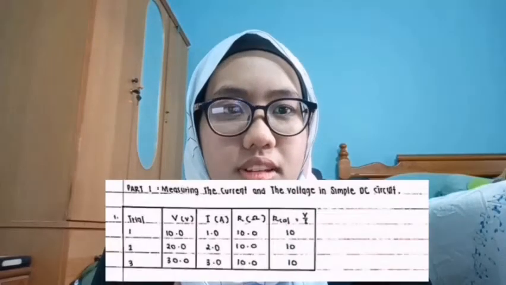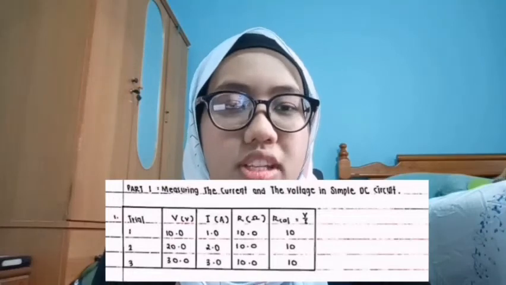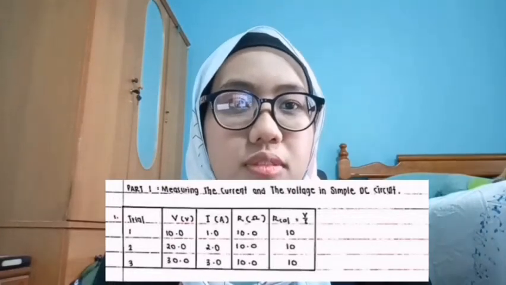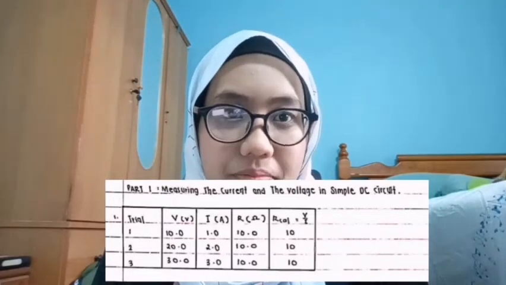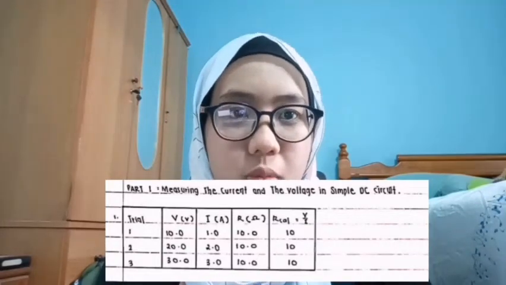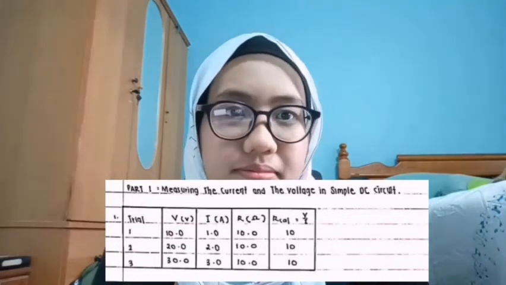For the data calculation for trials 1, 2 and 3, we use the voltages of 10, 20 and 30, and the resistor calculations that we get are all 10. The current in a circuit is directly proportional to the electric potential difference across its ends and inversely proportional to the total resistance offered by the external circuit. So, the greater the battery voltage, the greater the current.